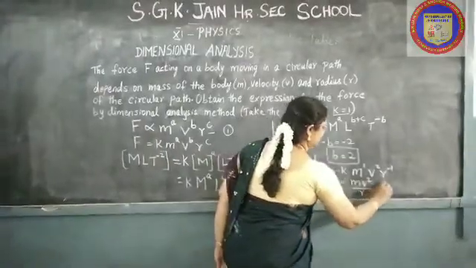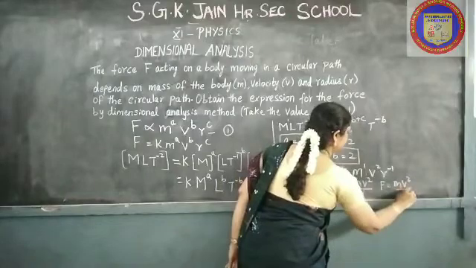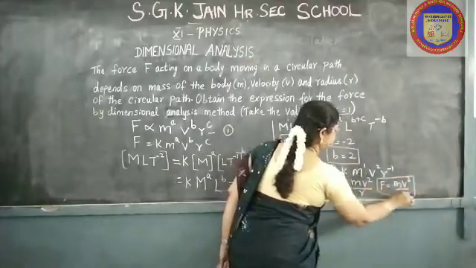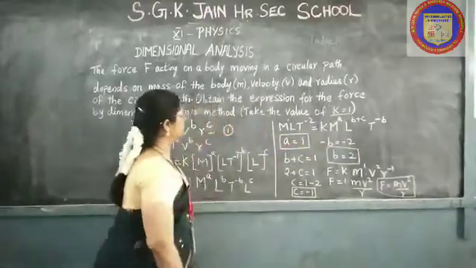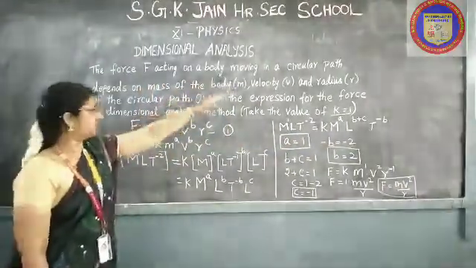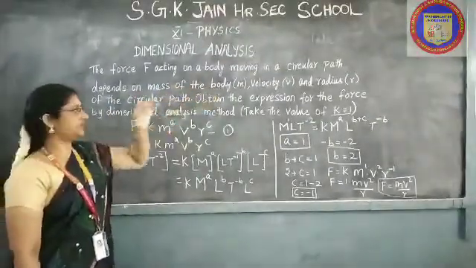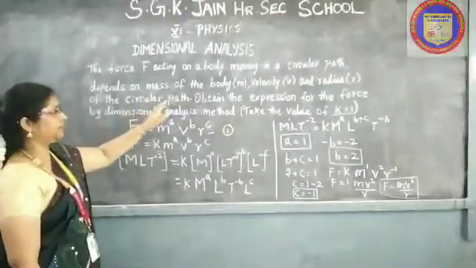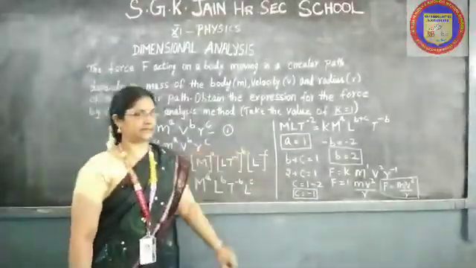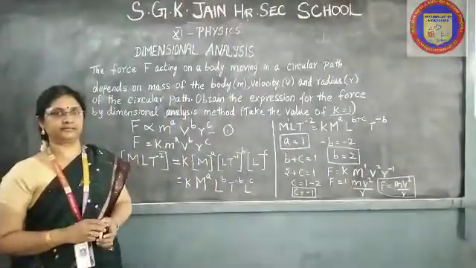This can be said as F is equal to mv square divided by r. This is your final answer. So from the question, the force F acting on a body moving in a circular path depends on the mass of the body, velocity and radius of the circular path. So you have to find the expression for the force by the dimensional analysis method. This is the method we have to follow and get the answer.